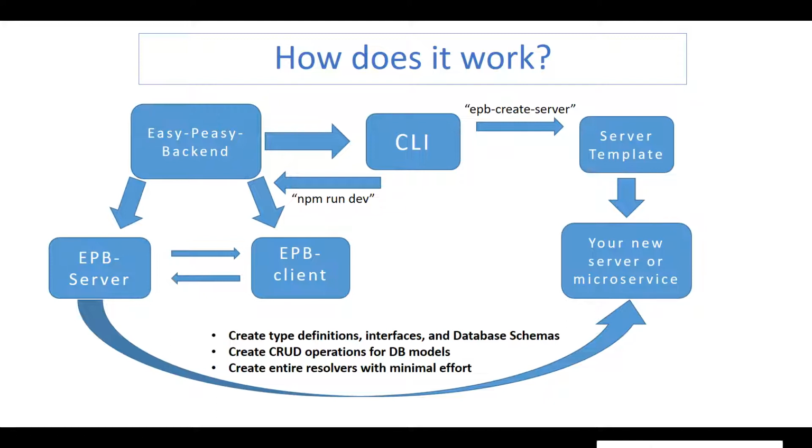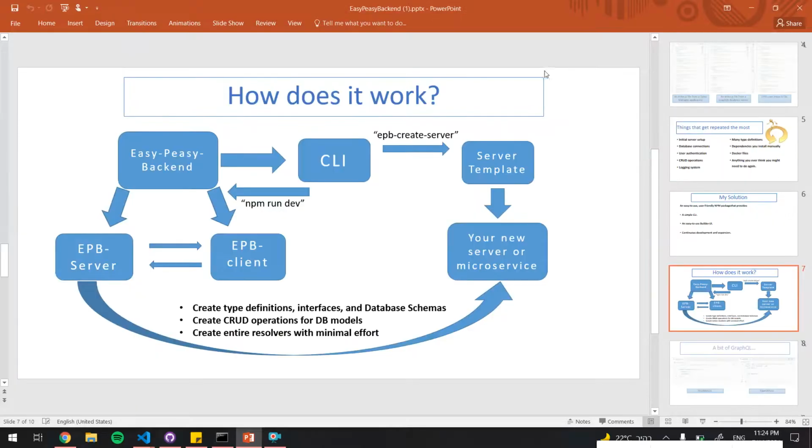So this schema shows exactly what happens. EasyPeasyBackend is a library, and through the CLI, you can put in this command to create your own server or microservice. Then you put in npm run dev, and you get the client and the server of the library talking to each other. And these operate through the builder UI, and basically they write the code for you in your server. I'll show you a little demonstration to show you how it works.